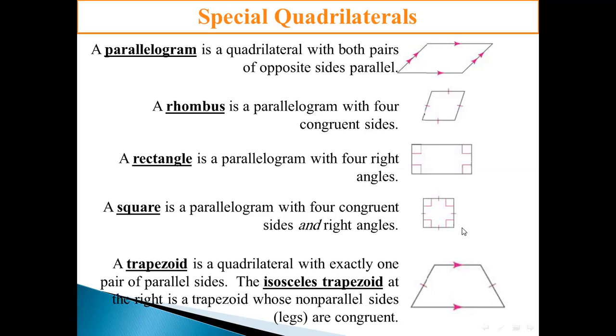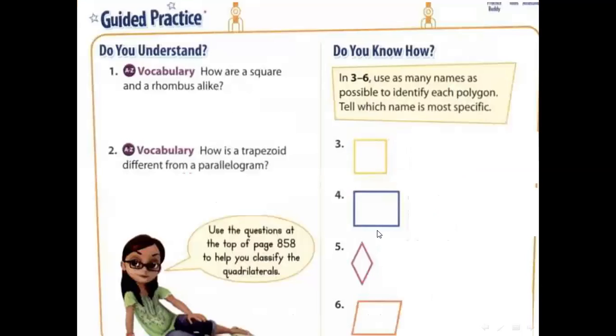Okay, here a trapezoid has one pair of parallel sides, and the isosceles trapezoid here at the right is a trapezoid with non-parallel sides that are congruent. Okay, so two other sides are equal and two sides on the opposite are parallel. So when I talk about an isosceles trapezoid, it's a trapezoid as we studied before, a quadrilateral with exactly one pair of parallel sides, and the other two sides are equal in length. So directly I will say that it is isosceles.